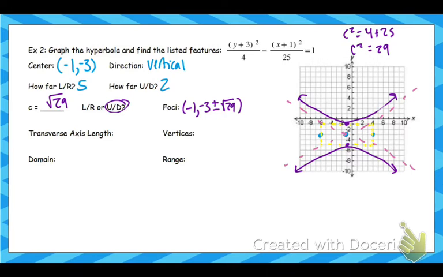Transverse axis is the one that actually touches it, which would be, in this case, the vertical one. So that length is 4. The vertices are the two that are above that point. So we've got -1, and -1, -5.